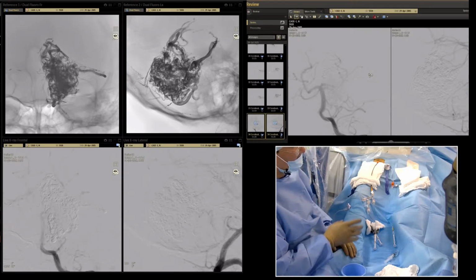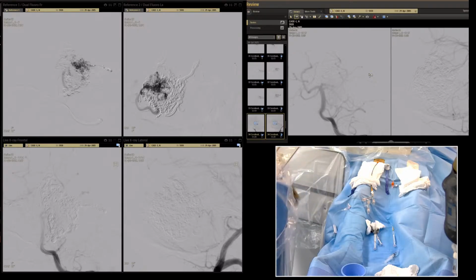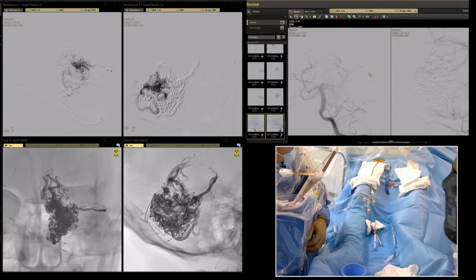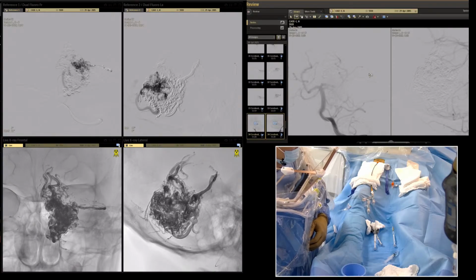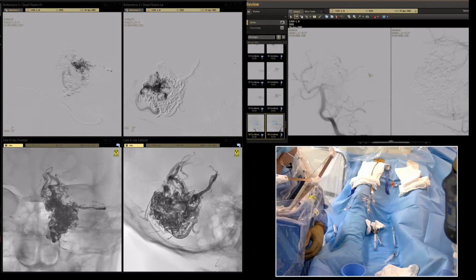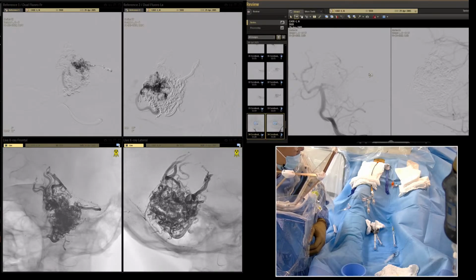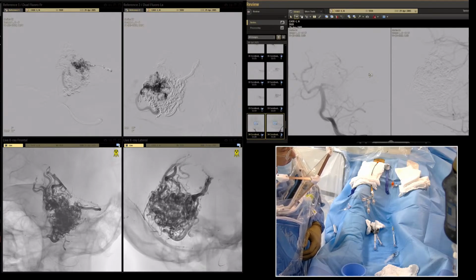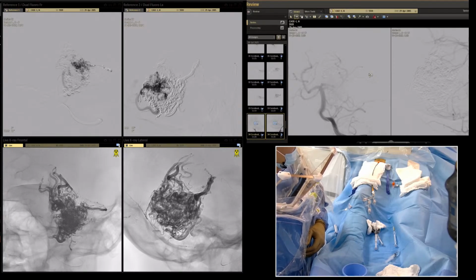Okay, let's try to inject a little bit more, and if it's not possible, then we have a possibility to finish at this point. The reflux is as much as possible. Yes, on the posterior meningeal there is a reflux, but it's not so much. I think till the marker, and it's not bad.